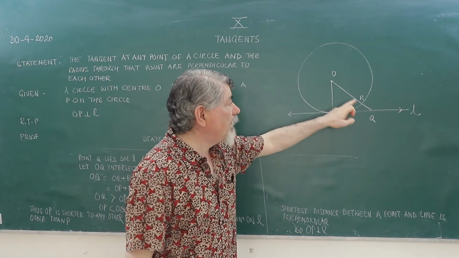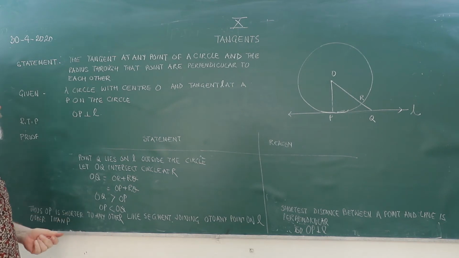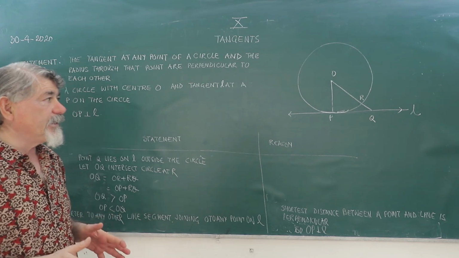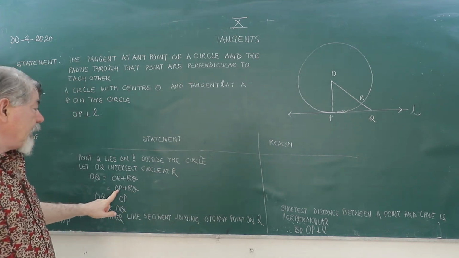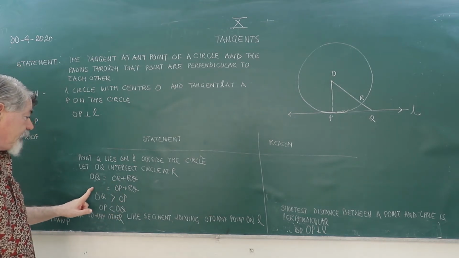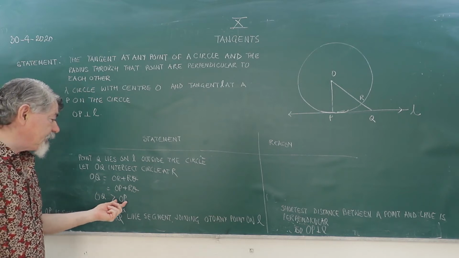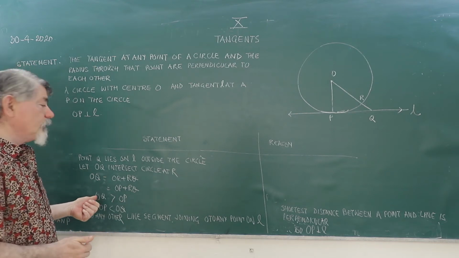Next, OR is equal to OP. Why are OR and OP equal? Because OR and OP are radii of the circle, so both radii will be the same. So I can replace OR with OP, and OQ becomes equal to OP plus RQ. That means OQ is greater than OP, because when we add something to OP, we get OQ.